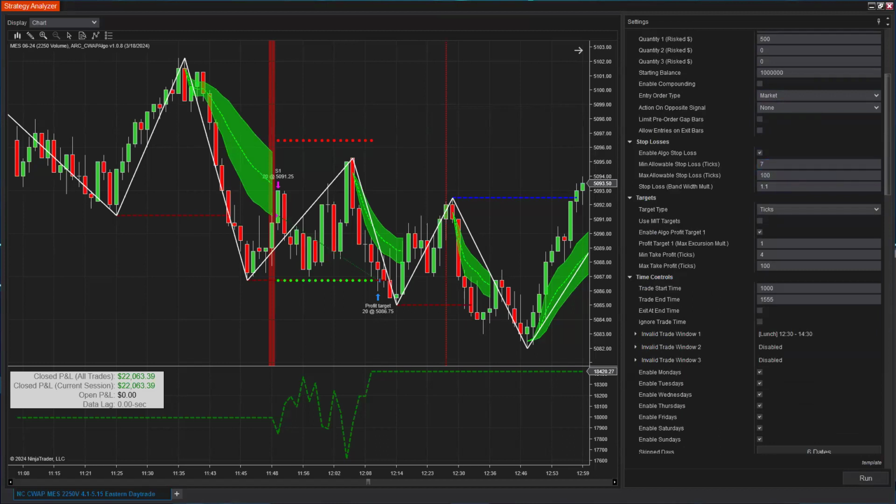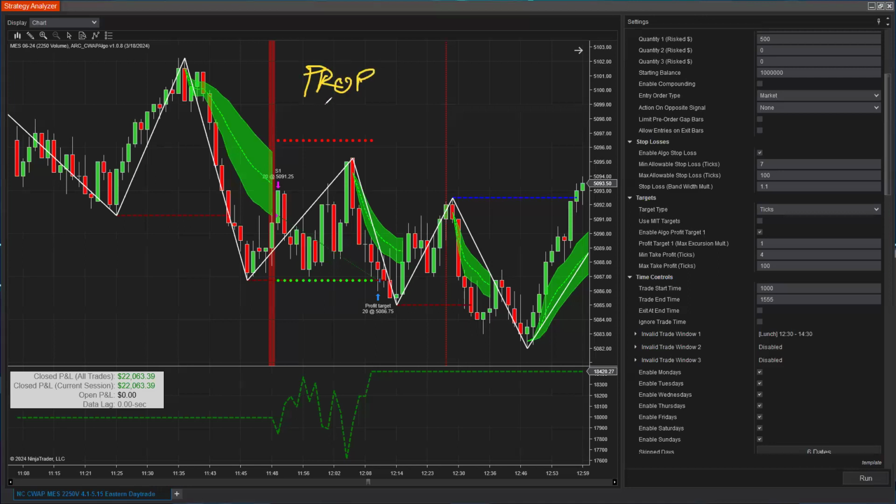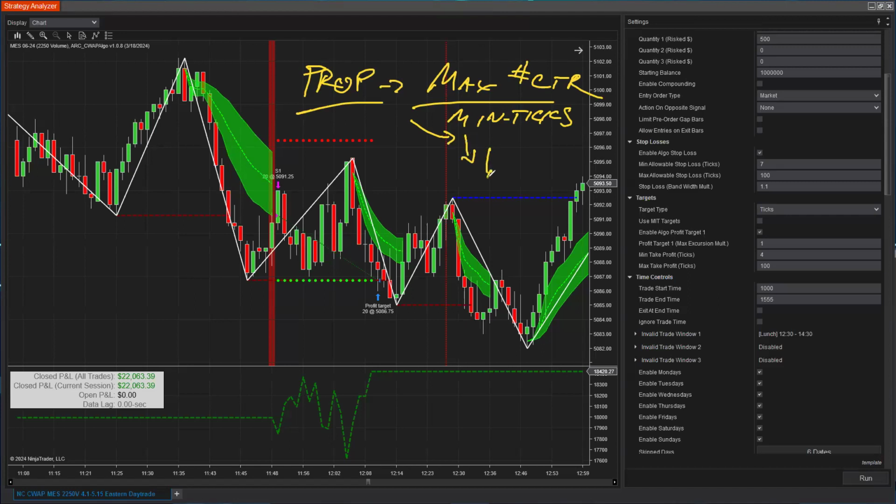Now, there are reasons you may choose to use this, such as if you're a prop trader and you have a max number of contracts. If you don't want to exceed the max number of contracts, then you set a larger minimum ticks. What that's going to do is, if you're below that minimum ticks, it's not going to take the trade, because the lower the ticks, the greater the number of contracts it's going to trade. So you set a minimum number of ticks for that trade.